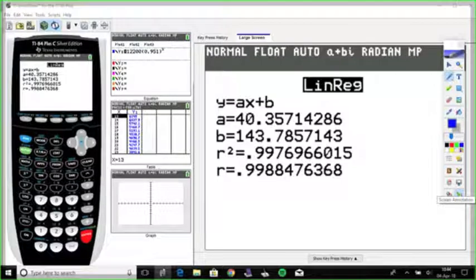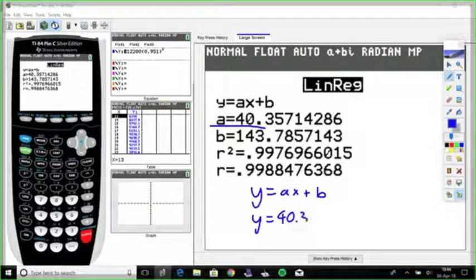So that means if it's y equals ax plus b, it's telling us a is 40.36, I guess. So we'll say y equals 40.36x plus b, and b is 143.79. Again, I typically round to 2 decimal places. I don't know if they'll need that on the test. I'm sure it'll tell you on the actual test what to round it to. But 40.36x plus 143.79. So again, the calculator tells you the values. You just got to put it in the function.